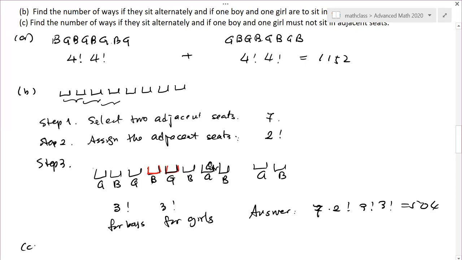The third one, find the number of ways if they sit alternately and if one boy, one girl must not sit in the adjacent seats. Then you just take the difference, okay? Because you exclude the case that they sit in the adjacent seats. So that is going to be 648.